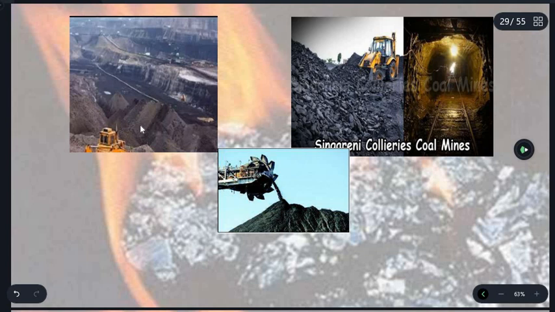This is also in GSI mains, mineral exploration is in your third paper. Different types of mineral exploration techniques, drilling techniques, and different types of mining technology used in the mines, right? So this is also in GSI mains paper 3. Okay, so in Singarani you will find different types of bituminous coal.